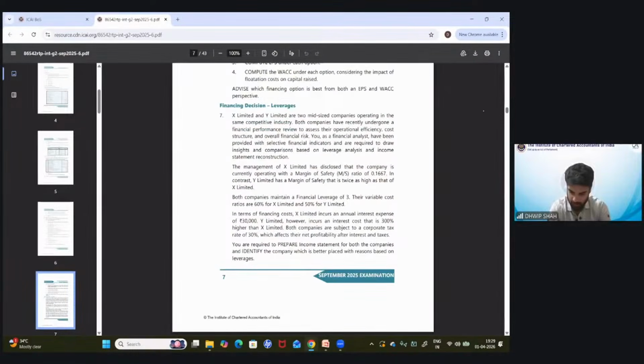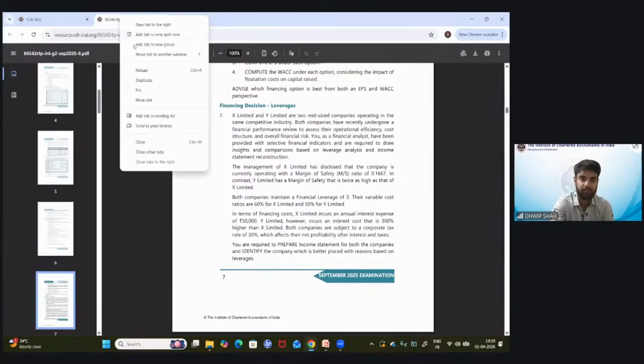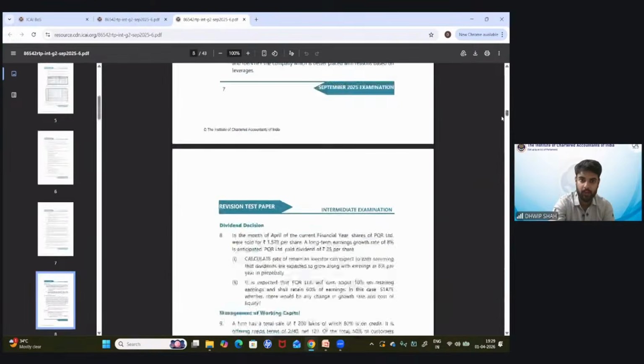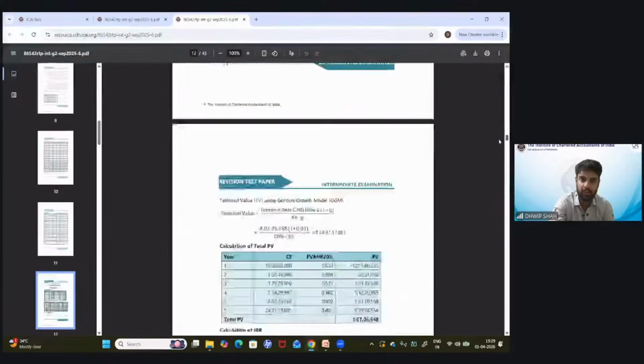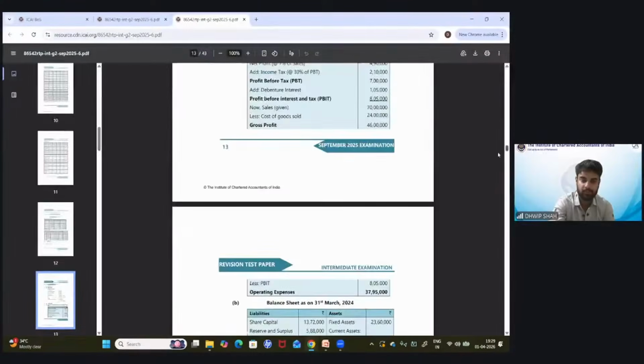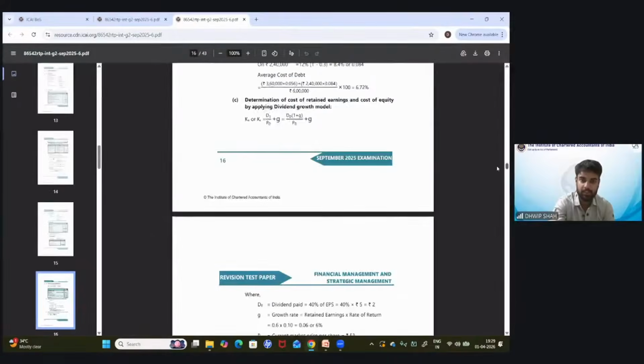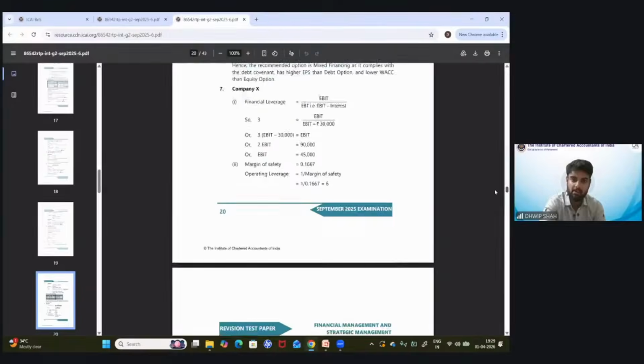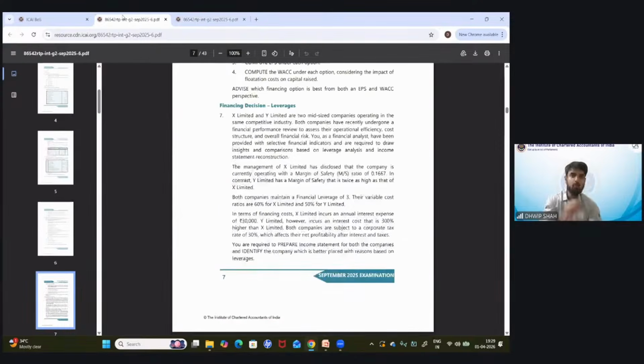Again, this is a good question. So question 7 is again leverages. Okay. I am opening the solution as well so that we can verify our solutions. Question 7. Let's read this very carefully and let's try to solve what is asked in the question.